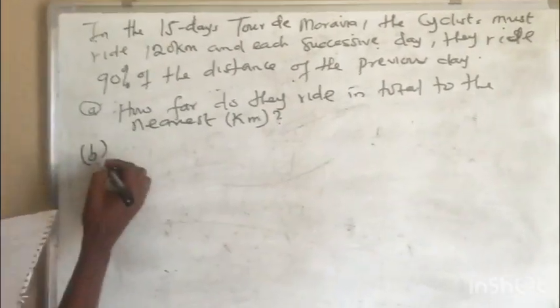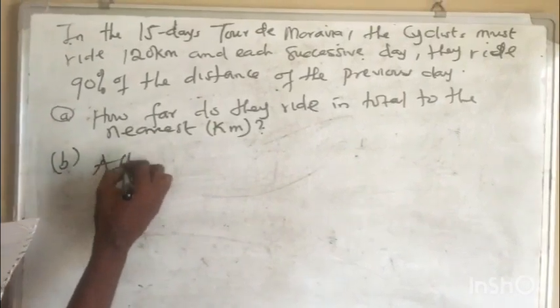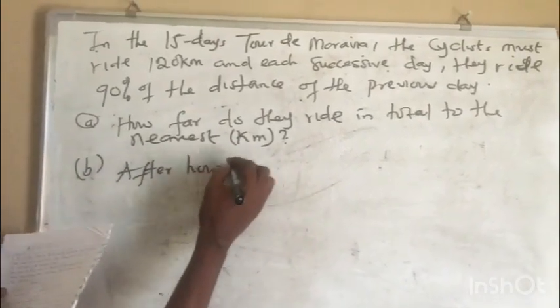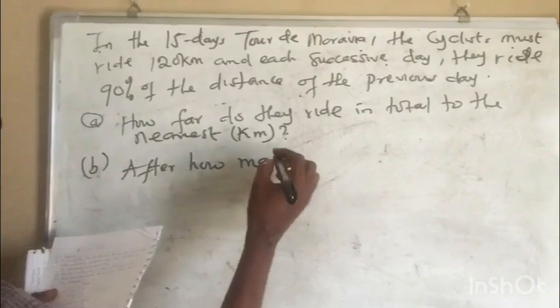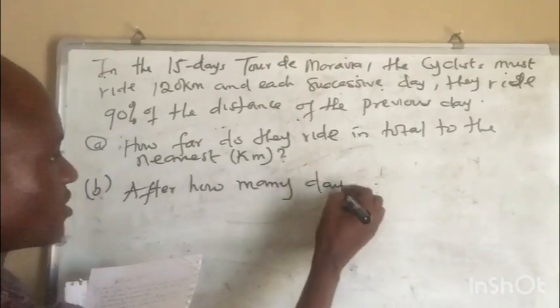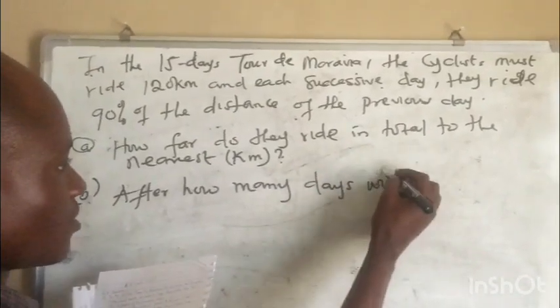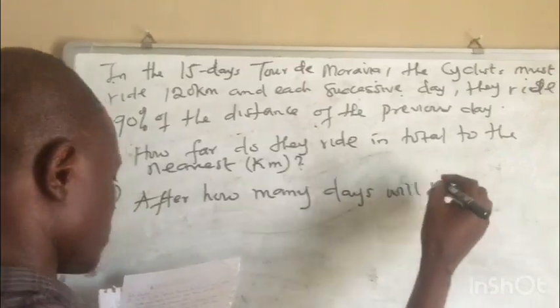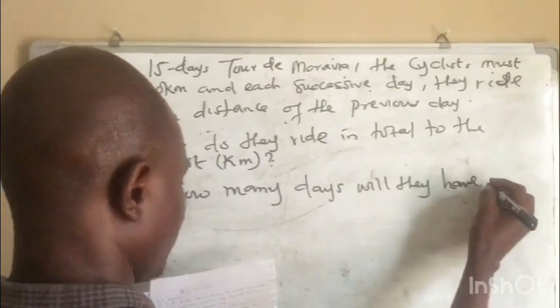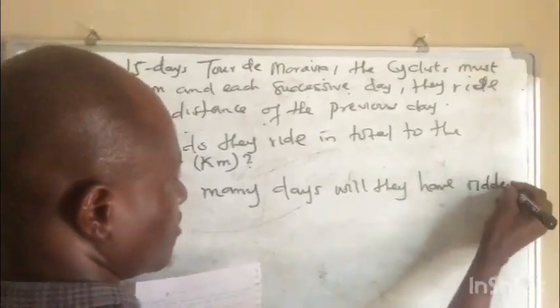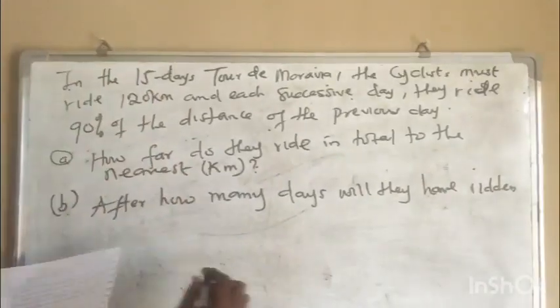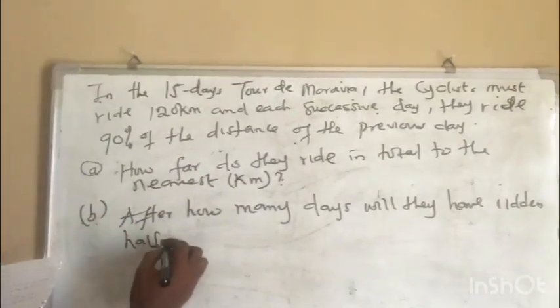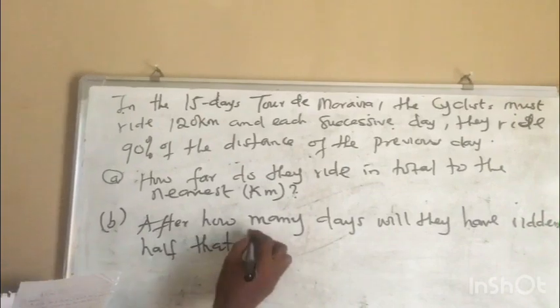And the question B says, after how many days will they have been riding half that distance?